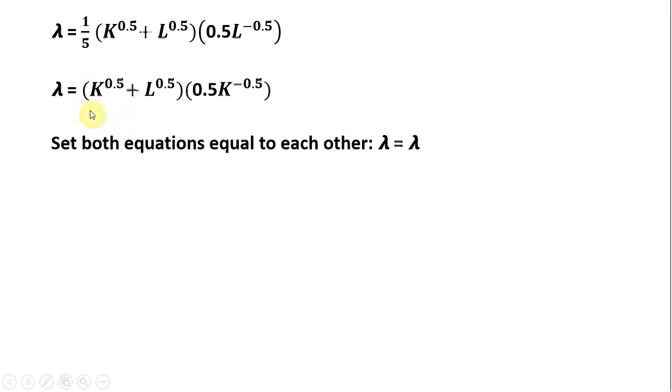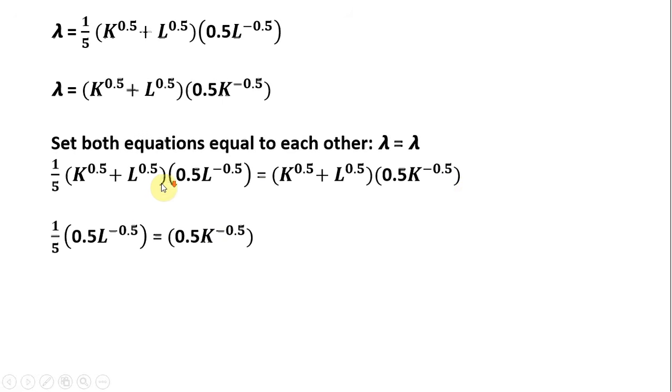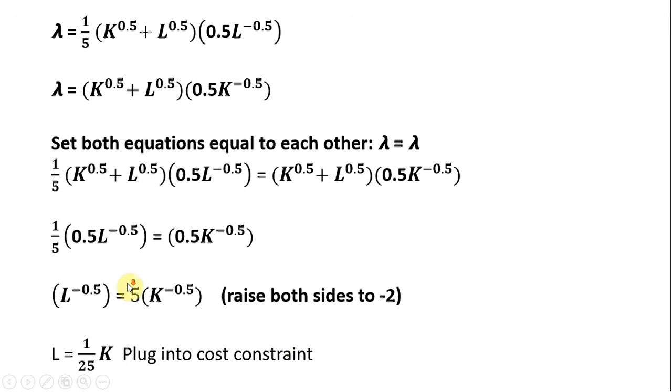So here are our lambda equations from the last slide. Setting both equations equal to each other, lambda equals lambda, we have this result here. I'll note that what's in parentheses here, this K to the 0.5 plus L to the 0.5, appears on the right-hand side, so that just cancels when we divide through, leaving us with this step. The 0.5s will also cancel in the next step. I just multiplied through by 5. That's where the 5 is now over here.